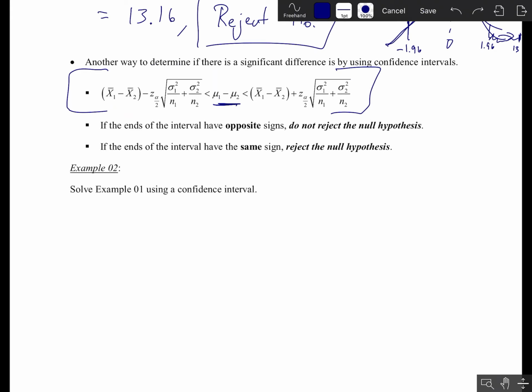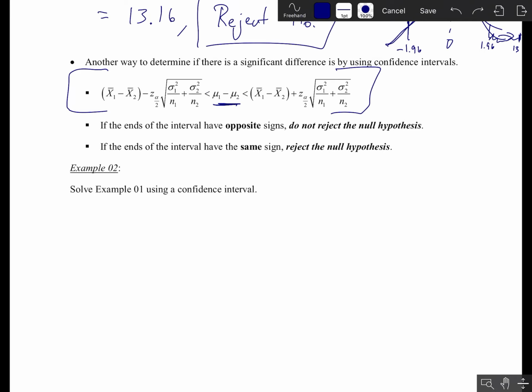So that's what we're going to use to determine whether this difference could be 0. If that difference could be 0, then we would accept the null hypothesis, because the null hypothesis thinks that it's 0. If that difference cannot be 0, statistically, then we would reject the null hypothesis. So if that difference is unlikely to be 0, we would reject the null hypothesis.